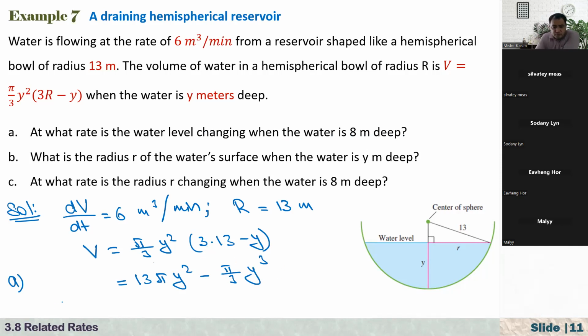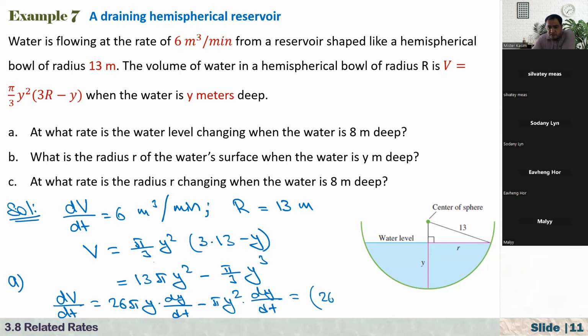Now from here, we have to differentiate both sides with respect to t. dV/dt is equal to, if you differentiate 13 pi y squared, that's equal to 26 pi y dy/dt, right? Minus, and how about this thing? This 3 comes to the front, that is pi times y squared times dy/dt. If you simplify this further, dy/dt is a common factor, so we have 26 pi y minus pi y squared, times dy/dt.